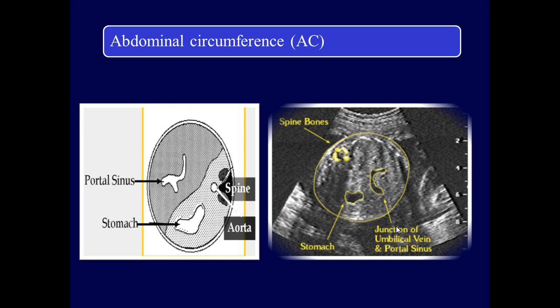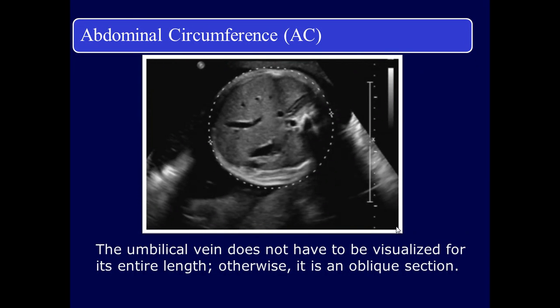In this image, this is the J shape of left and right portal veins. Here's the stomach, and here is the spine, giving distal shadowing. Another correct level for measuring abdominal circumference. This is the umbilical vein. It does not have to be visualized for its entire length, otherwise it's an oblique section.